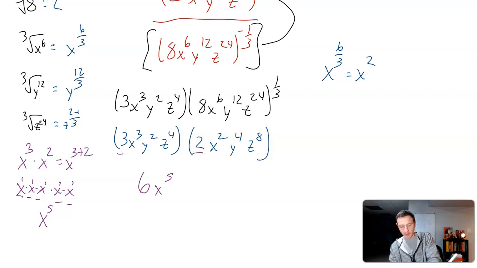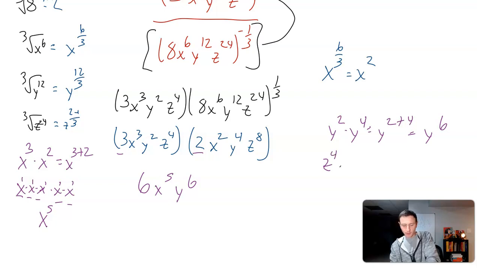And what do we have for the y? So y to the second times y to the fourth, multiplication of the same base. We add the exponents. Y to the 2 plus 4 is 6. So y to the 6. And then we have also z to the fourth times z to the eighth. Z to the 4 plus 8 is 12. So we end up with z to the 12th.